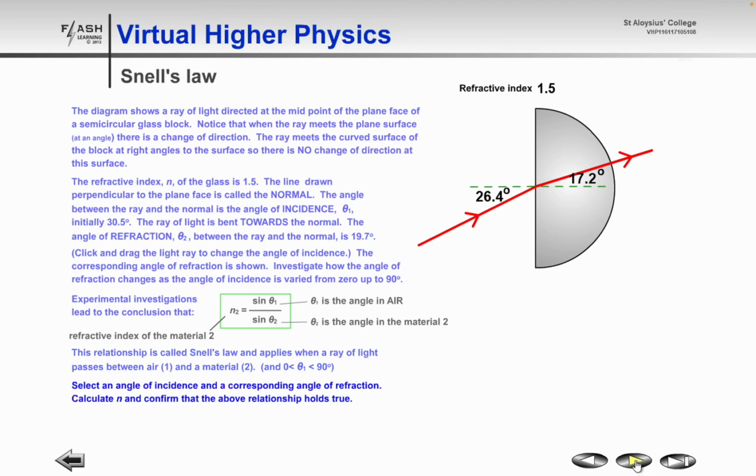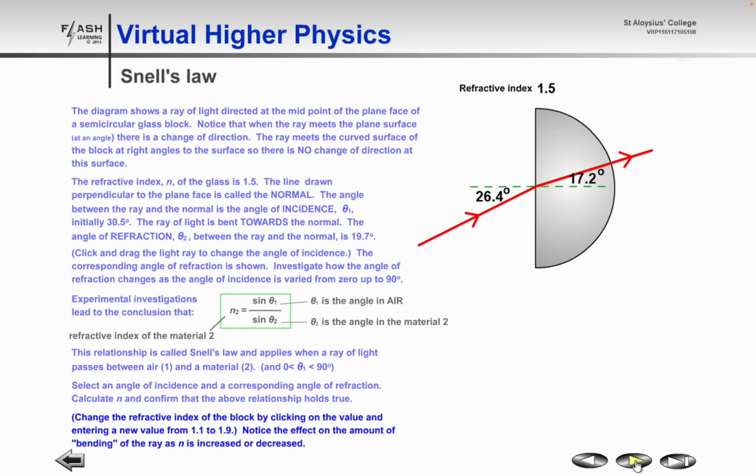And you can try that at different angles and check that out. We can also change the refractive index in this simulation. So we make that 1.2.